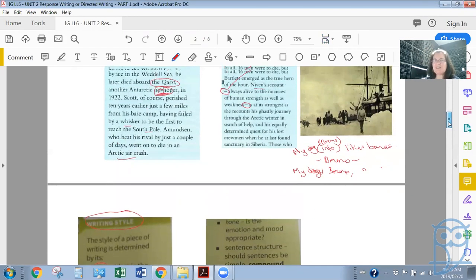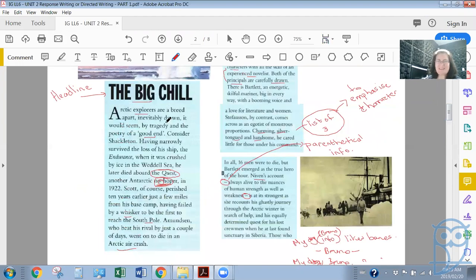Yes, good. Because, let's say as a teenager, are you going to enjoy, and I'm generalizing because some teenagers will, but are you going to enjoy reading how Arctic explorers are a breed apart, inevitably drawn, it would seem, by tragedy and the poetry of a good end? Oh my goodness, you have to work out what's going on there. It's exhausting. So, yes, I think this would definitely be for a more mature audience, people interested in history.